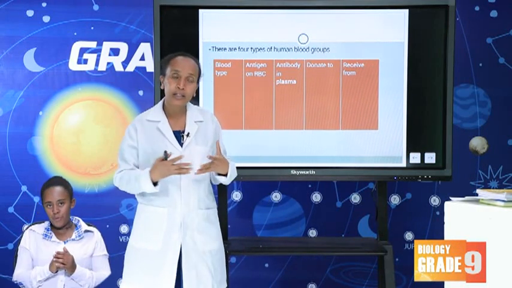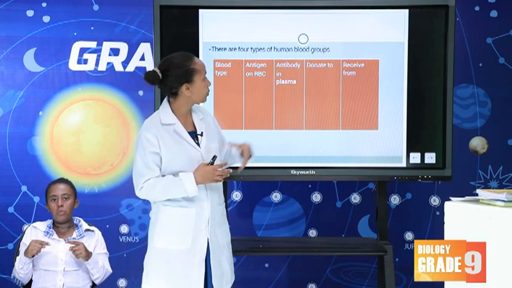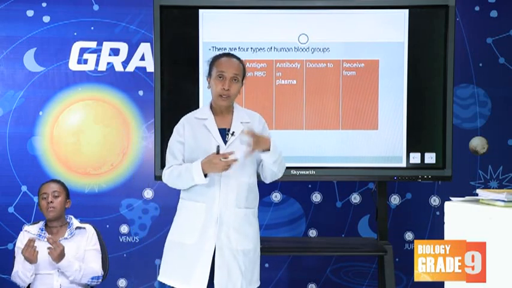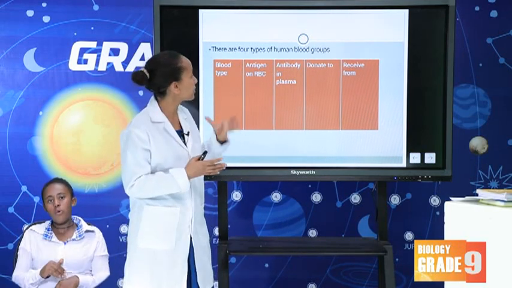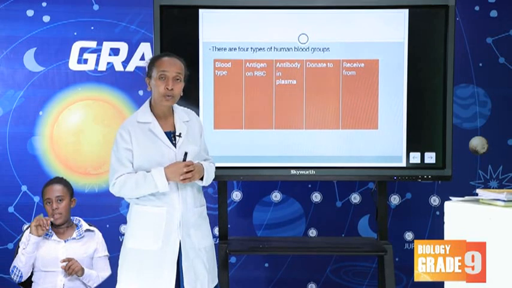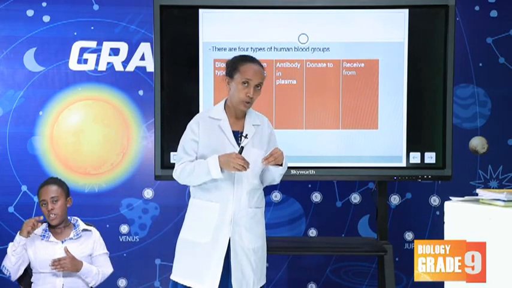So what is the link between antigens and antibodies and blood grouping? The human blood grouping system is based on the type of these different antigens and antibodies that are found in our body.